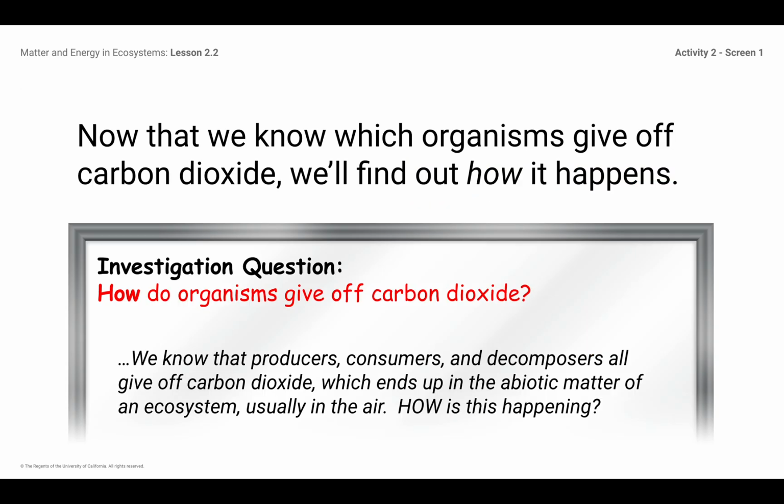So now that we know which organisms give off carbon dioxide, and again, they are producers, consumers, and decomposers, we need to figure out how it happens. So our investigation question is, how do organisms give off carbon dioxide? Obviously we know that the producers, consumers, and decomposers all give off carbon dioxide, and that ends up in the abiotic matter of an ecosystem, and it's usually in the air. But what I'm asking you to really make sure that when you leave class today you're able to answer is, how is this happening?